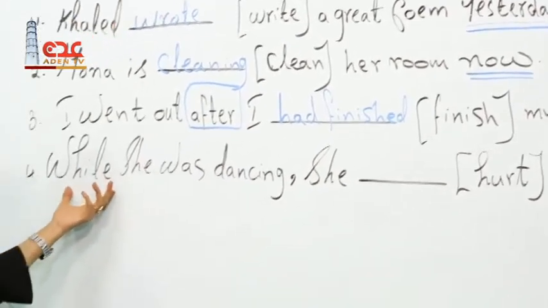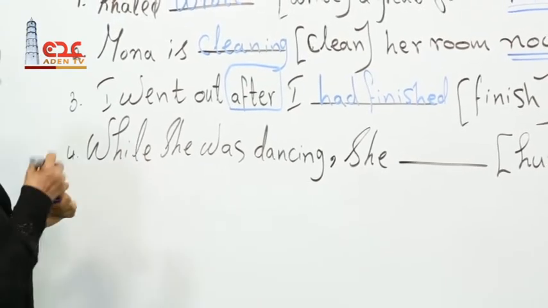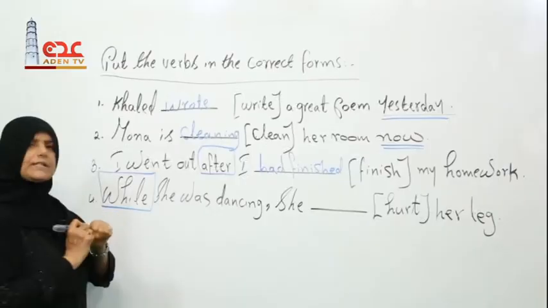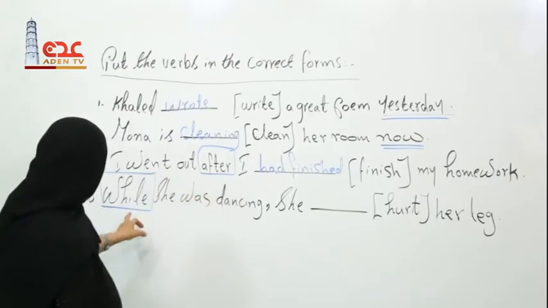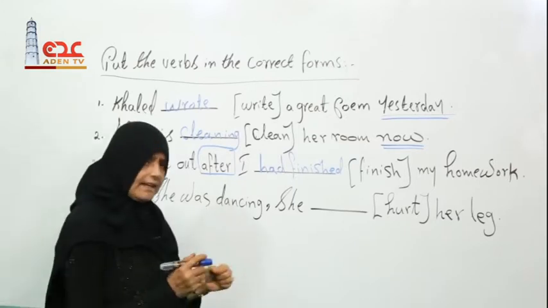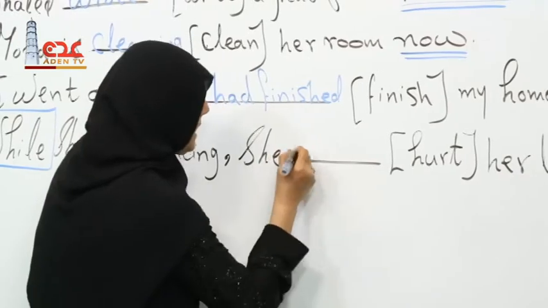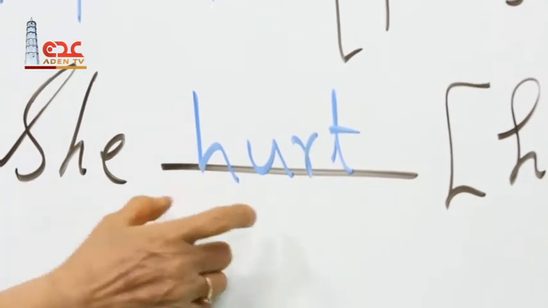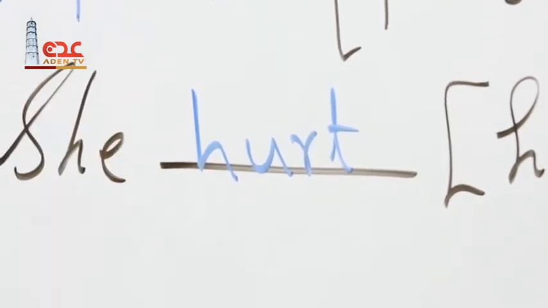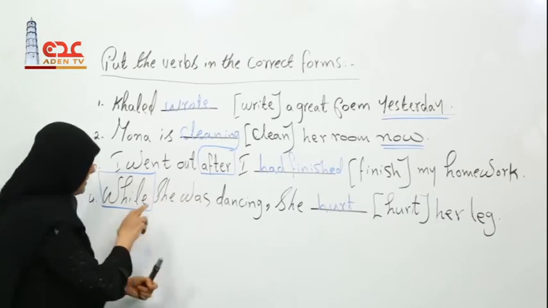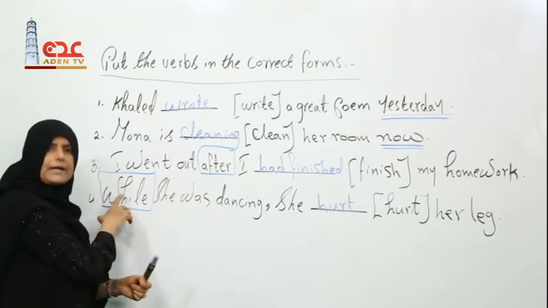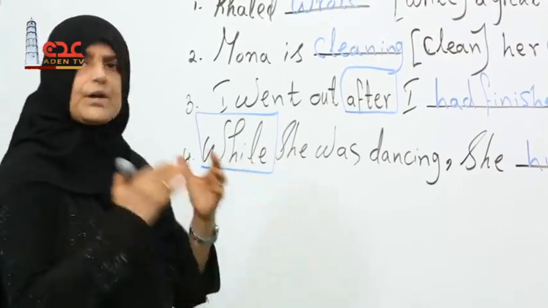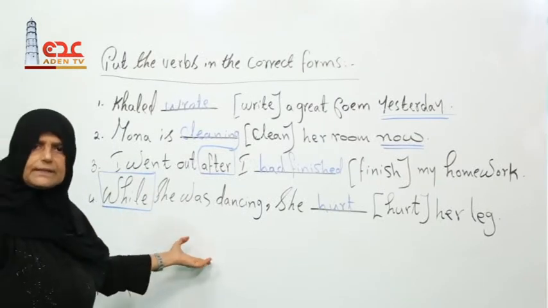Now look at number 4. I'm talking also about the word while. Please don't forget the word while. We use it as a rule. Now, while she was dancing, she hurt her leg. Here, hurt her leg is in the past, but was dancing is in the past continuous, because here we are talking about the word while. Please don't forget this, because it is a specific grammatical rule.